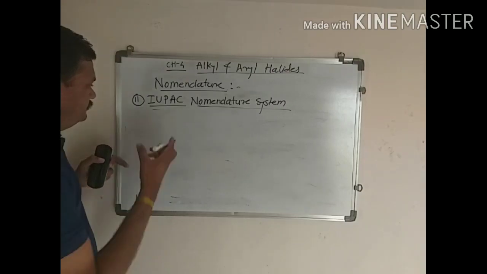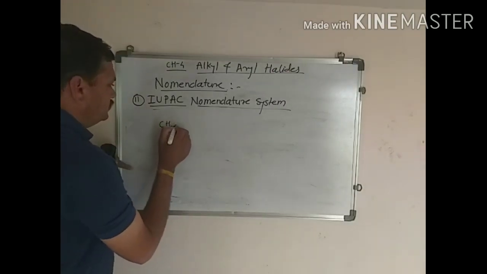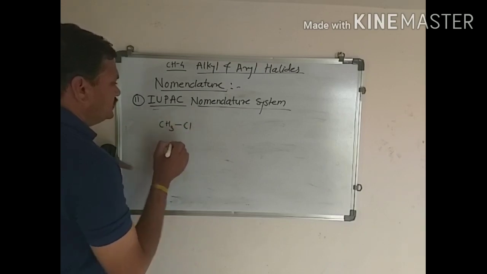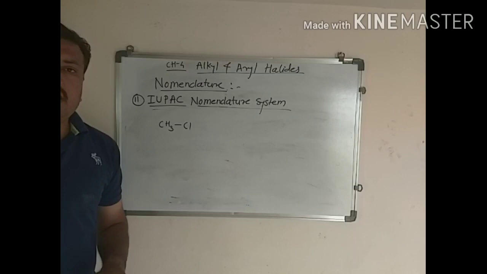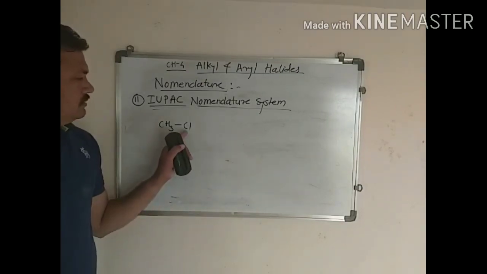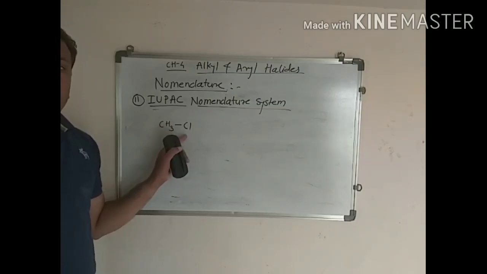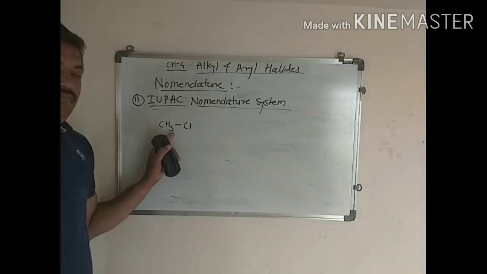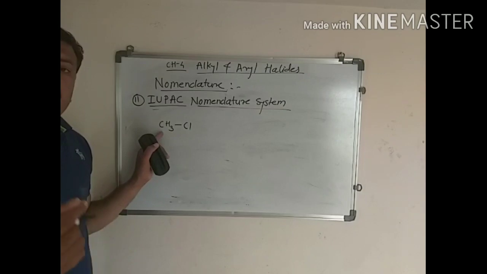For example, for the alkyl halides having only one carbon atom, its name is given as haloalkane. That means the name of halogen is written first. Halo means chloro, bromo, iodo, fluoro. And then the name of parent alkane. One carbon parent alkane is methane, two carbon ethane, propane, butane, like this.